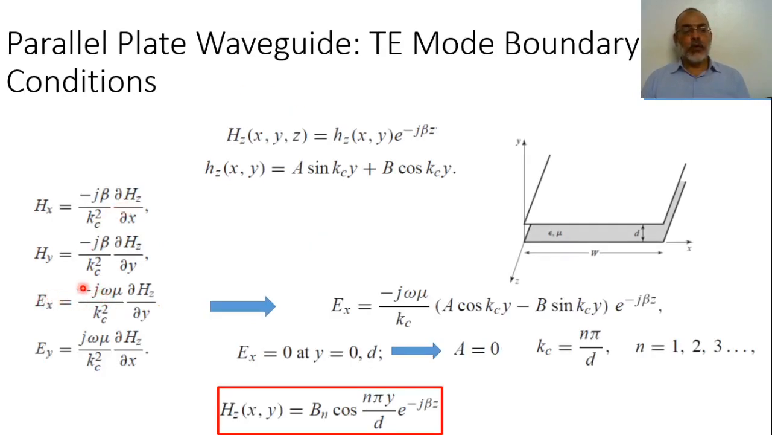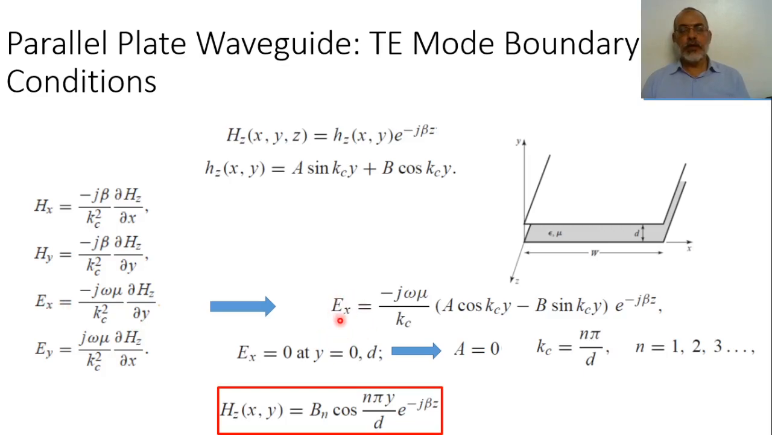Effectively, from the field equations of the transverse electric field components, we see that Ex is proportional to partial Hz by partial y, while Ey is proportional to partial Hz by partial x. And as we mentioned, the field is independent of x, so the derivative with respect to x would be 0. It means that we don't have an electric field in the y direction. We have only an electric field in the x direction.